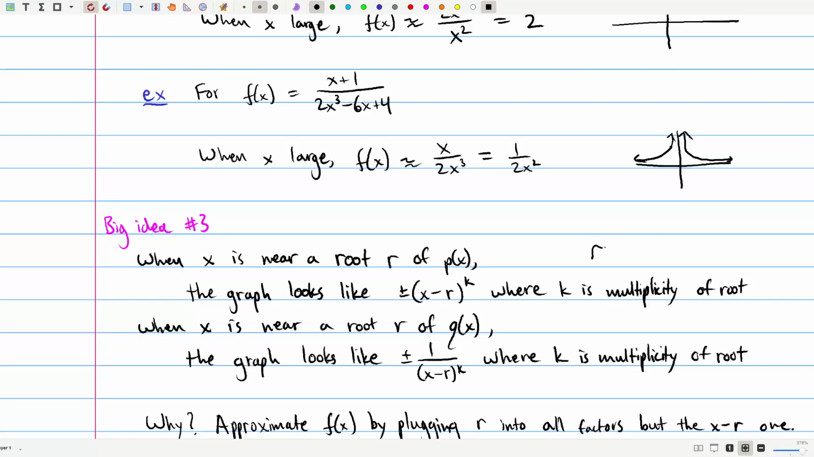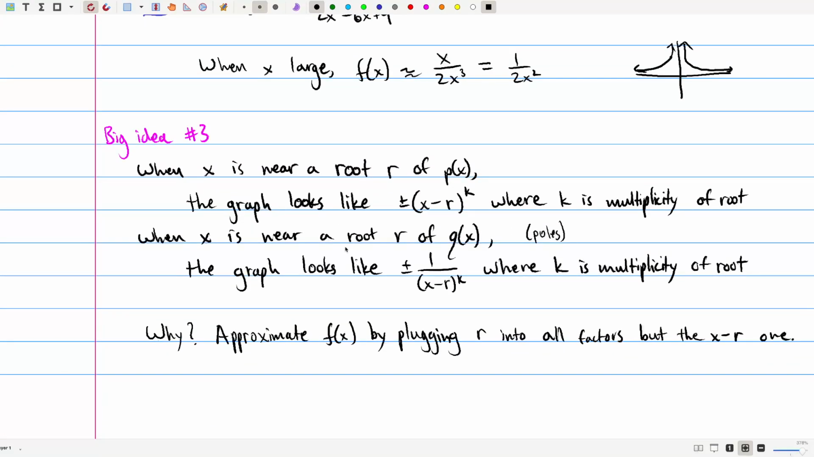It might either look like this or it might look like that if it's odd, or it might look like this, or it might look like that if it's even, just like for polynomials. So when x is near a root r of q of x, remember these are the poles, instead of x minus r to the k, it's 1 over x minus r to the k, where k is the multiplicity of the root of that denominator. And that's why we want to know what the graphs of 1 over x to the k look like, so that we know what the graph looks like in general.